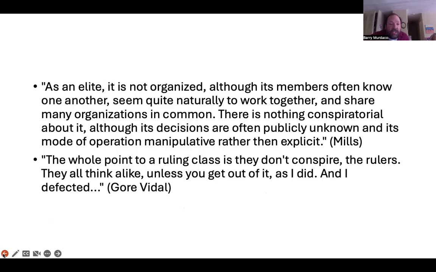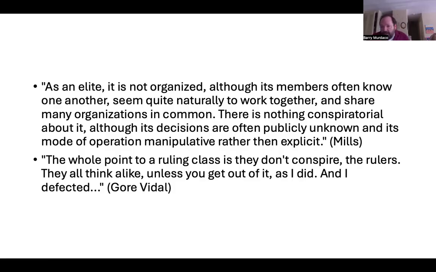So Mills is basically saying you don't need secret meetings and things like that. He writes here, as an elite, it is not organized, although its members often know one another, seem quite naturally to work together, and share many organizations in common. There is nothing conspiratorial about it, although its decisions are often publicly unknown and its mode of operation manipulative rather than explicit. A more concise way of saying this comes from the writer Gore Vidal, who writes, the whole point to a ruling class is they don't conspire, the rulers. They all think alike, unless you get out of it as I did, and I defected.